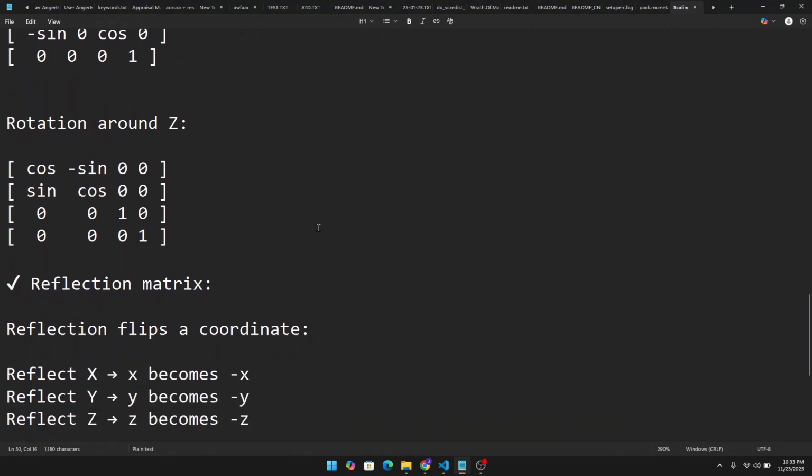For the rotation around the z-axis, x and y change. For this, x equals x times cosine minus y times sine, and y equals x times sine plus y times cosine. This will be the matrix.